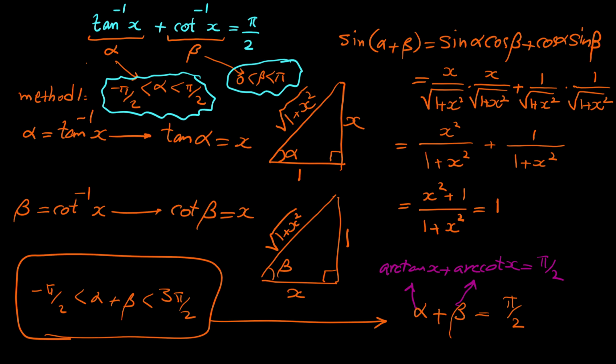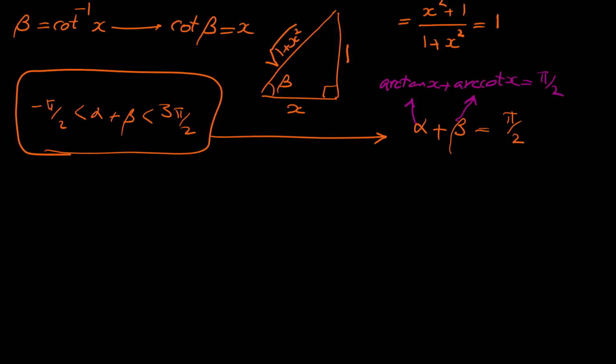Now let me show you another proof for this relation. So we want to prove in another method why tangent inverse of x plus cotangent inverse of x is pi over 2. So we want to show that arctangent of x plus arccotangent of x, or tangent inverse of x plus cotangent inverse of x, is pi over 2. Here I will show you another way of proving this with the aid of trigonometric relations.